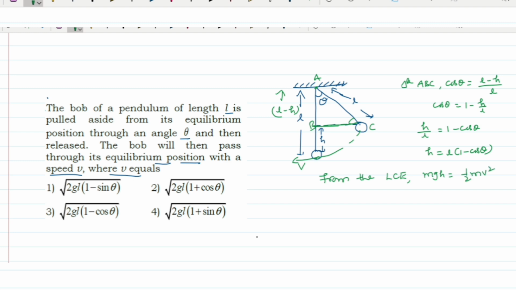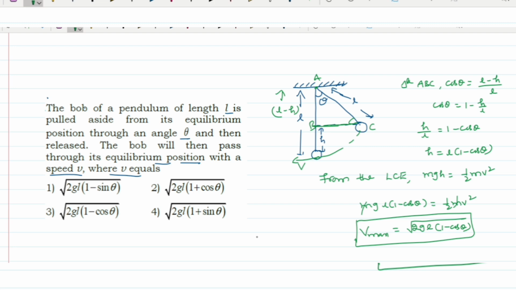So we calculated already that mgh is mg into L into 1 minus cos theta, which equals half mv squared. The m gets cancelled, then v maximum will be obtained at the mean position. So v is the square root of 2gL into 1 minus cos theta. This is the maximum velocity of the particle at the equilibrium position.